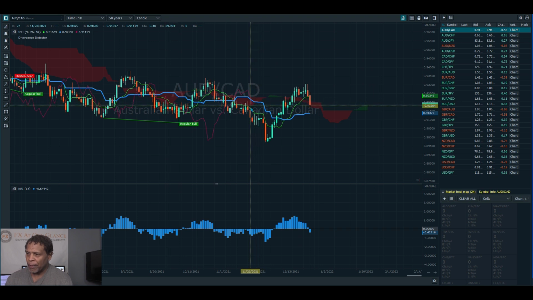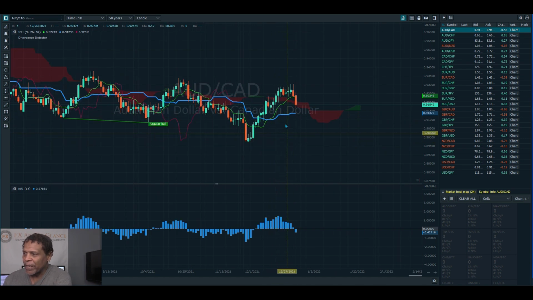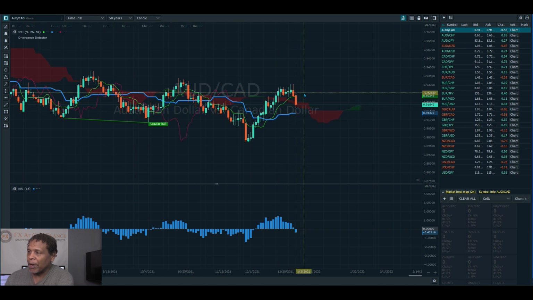Chiku span's above price, and price is below the cloud, but we got a bullish TK crossover. So we have mixed signals. We have all bullish signals except for price being above the cloud.